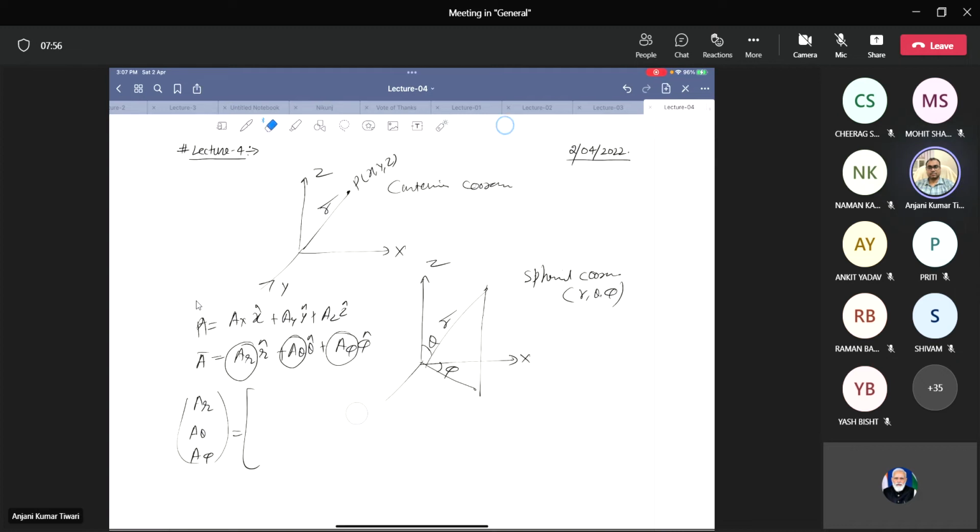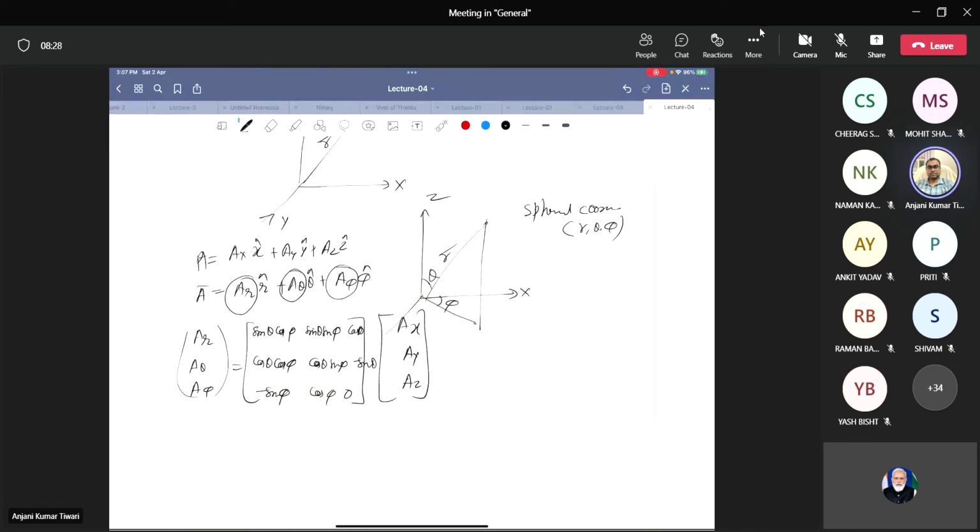A_r, A_theta, A_phi will be equal to a matrix times A_x, A_y, A_z. And this matrix is sin theta cos phi, sin theta sin phi, cos theta; cos theta cos phi, cos theta sin phi, minus sin theta; minus sin phi, cos phi, and 0. This is how I can determine A_r, A_theta, and A_phi, and put them over here. Then I will have the same vector in spherical polar coordinates.